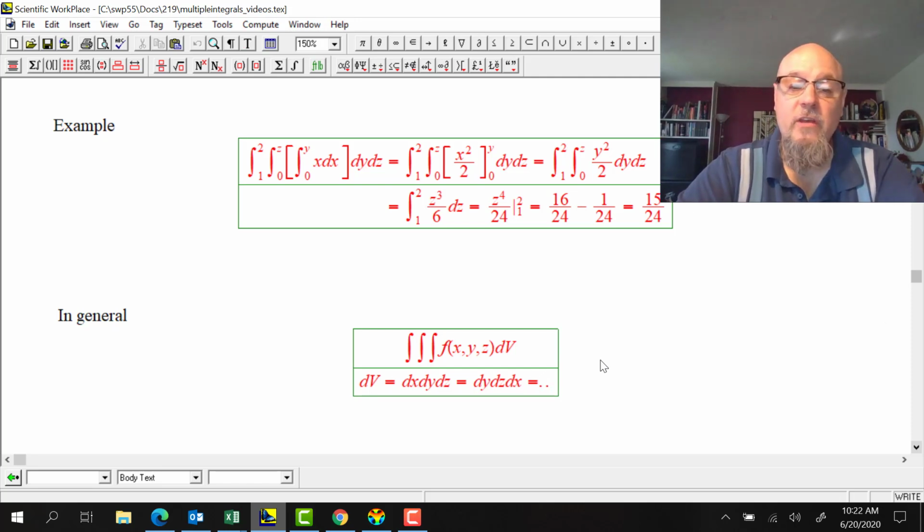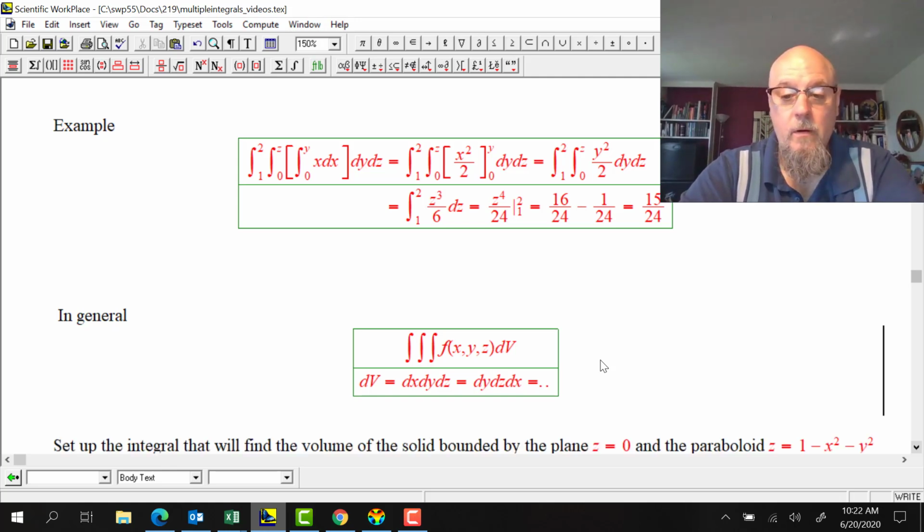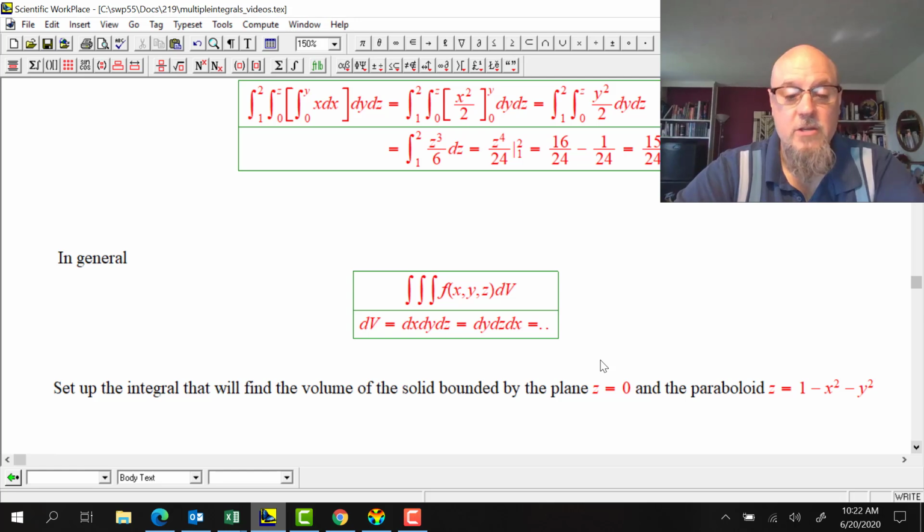And you can see in some other places that you can switch coordinate systems. So dV can also be like with thetas and phis if you go to spherical coordinates. We're not doing that in this video. All right, let's do an application.